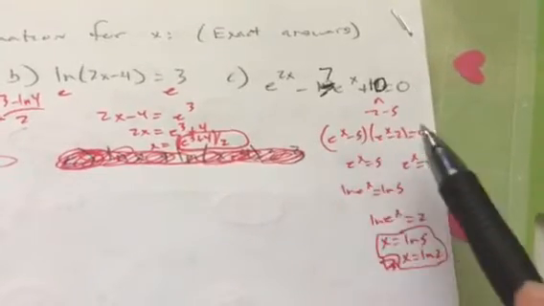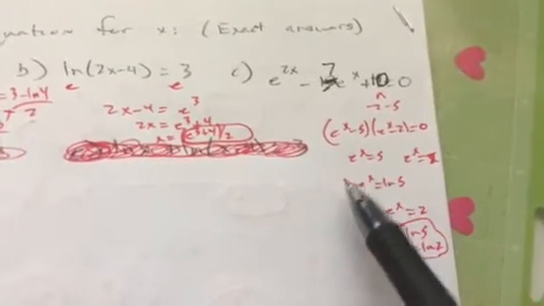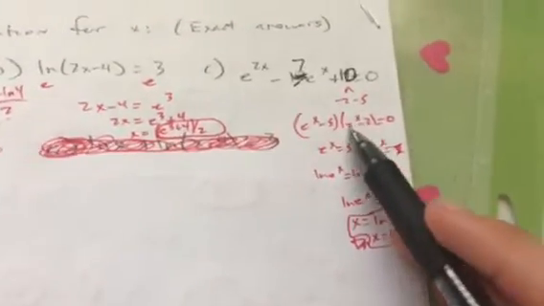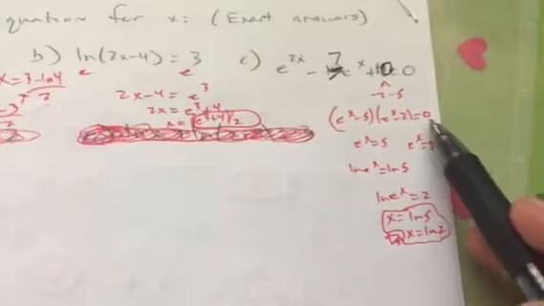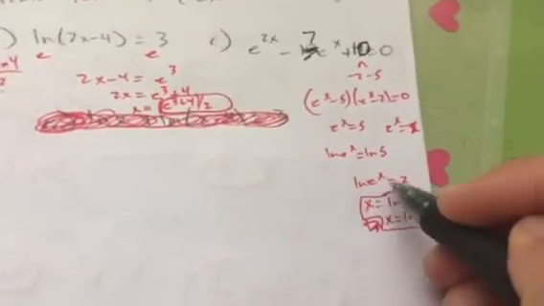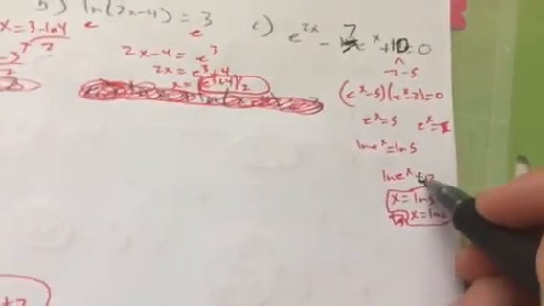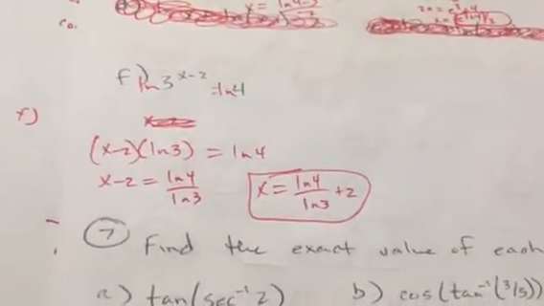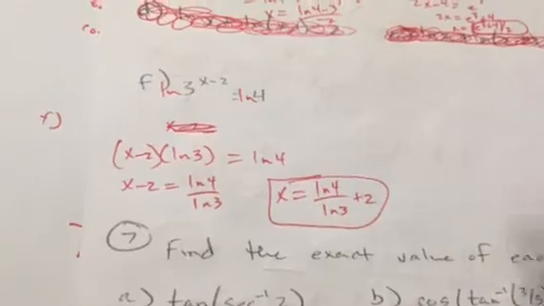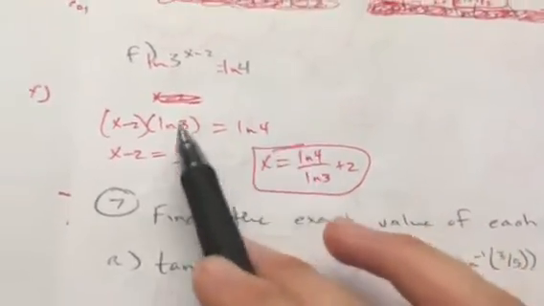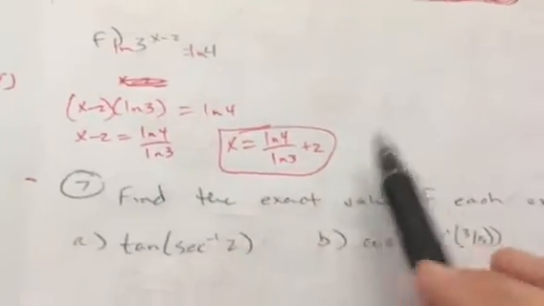e to the x minus 5 is 0. e to the x is 5. Attach natural log to both sides. Natural log 5. e to the x minus 2 is 0. So you get e to the x is 2. Attach natural log to both sides. I forgot that there. You get natural log 5, natural log 2. All right, attach natural log to both sides here. You're going to get that exponent comes on down. x minus 2, natural log 3 equals natural log 4. Divide both sides by natural log 3, then add 2.